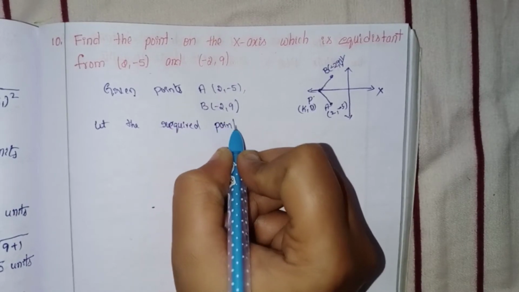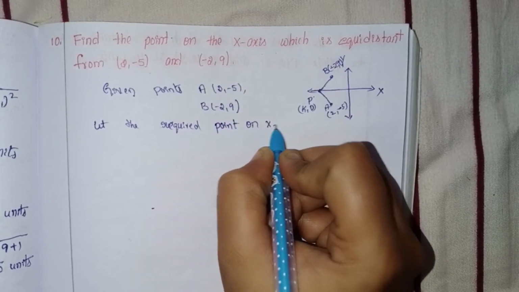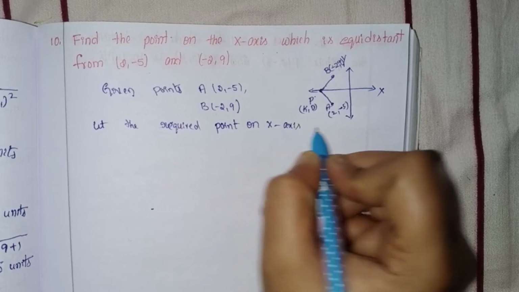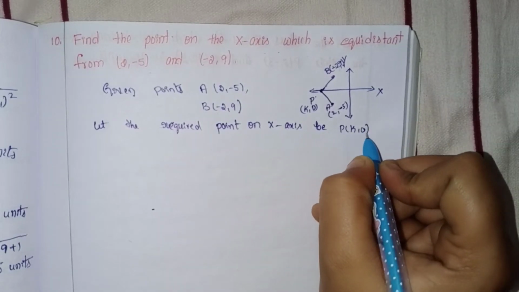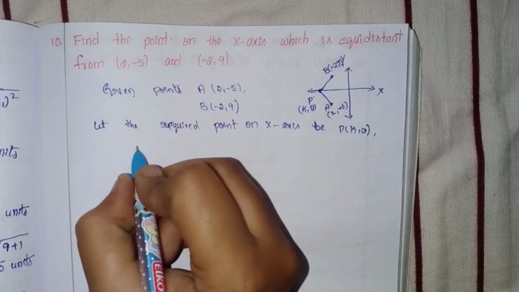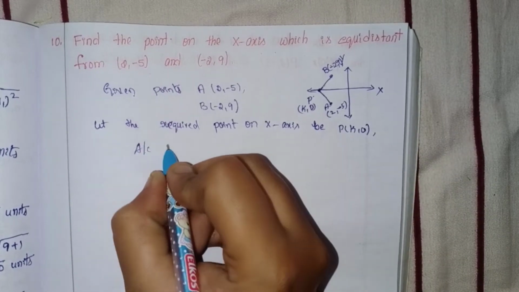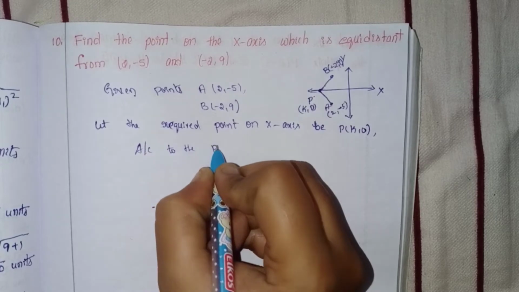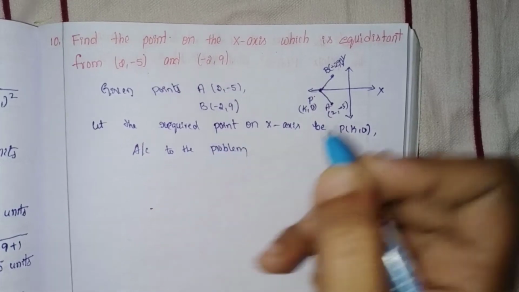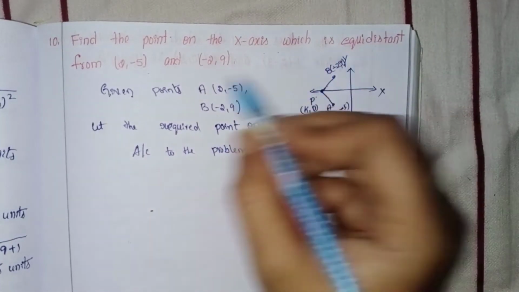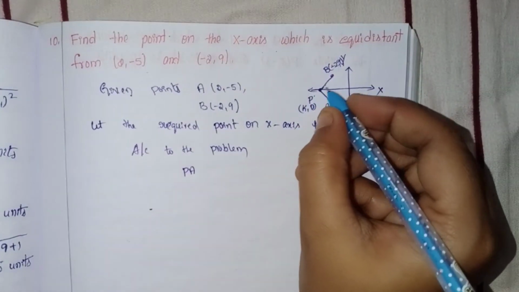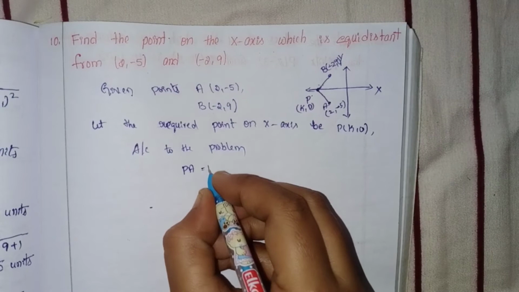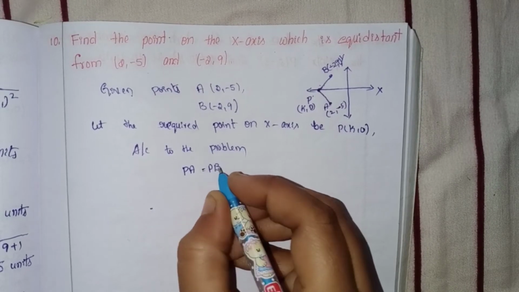Next, let the required point on the x-axis be P (k, 0). According to the problem, what is given? P is equidistant, so PA is equal to PB. PA equals PB.